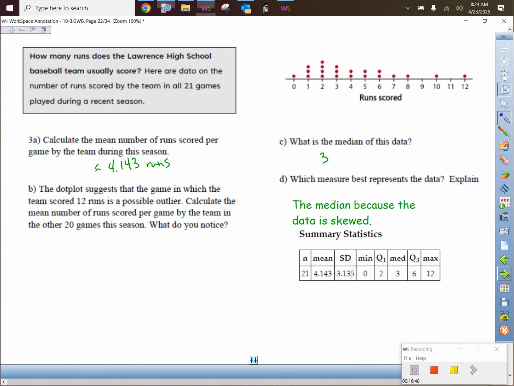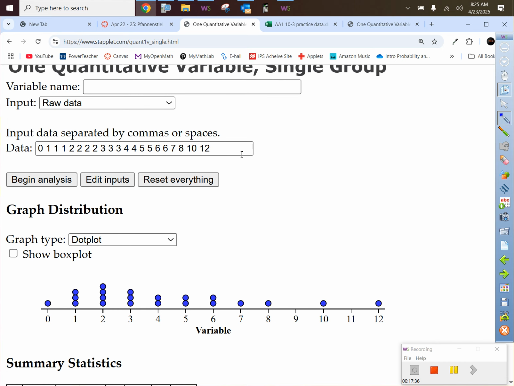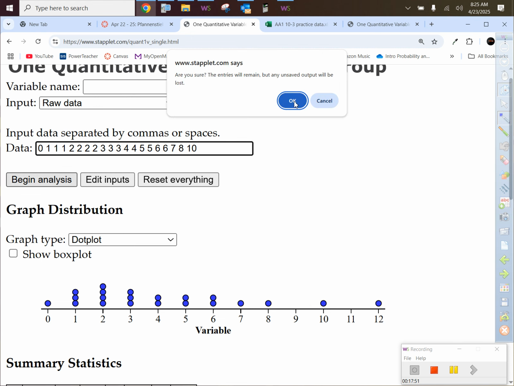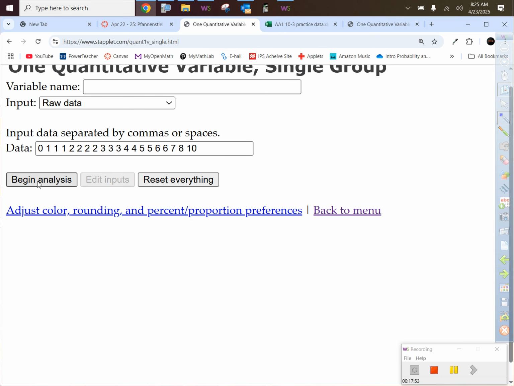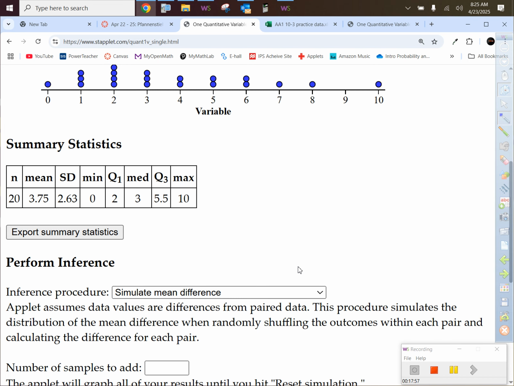If we go back to the applet where we were, you go up here to your data, and you have to delete the 12. They're asking us to do that. So go back and just delete and hit begin analysis. It usually asks, are you sure you want to do this? Yes, I would like to do this. Then the data should change. So it got rid of the 12. And they ask us, what's the new mean? What's the new median? Just like we did on the activity today.